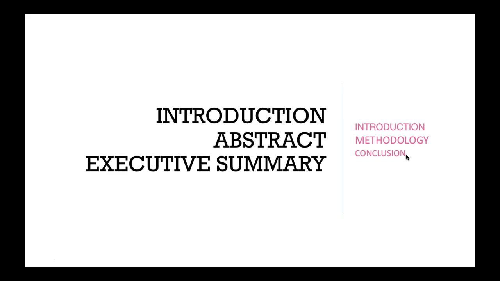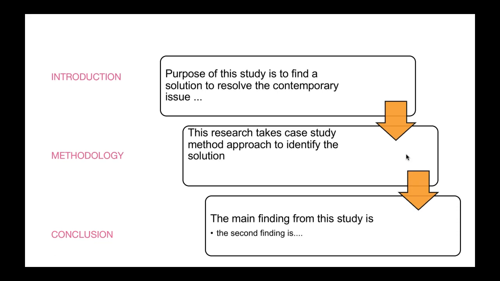So let's look at what you are going to write. In the introduction part, I have given an example here. You could start the introduction of your abstract like this: the purpose of the study is to find a solution to resolve a contemporary issue of implementing lean to enhance communication in construction projects. So that could be your aim. Another phrase you can use: the aim of this study is to find a solution to resolve a contemporary issue. I recommend you use the Academic Phrasebank to see how to start the introduction.